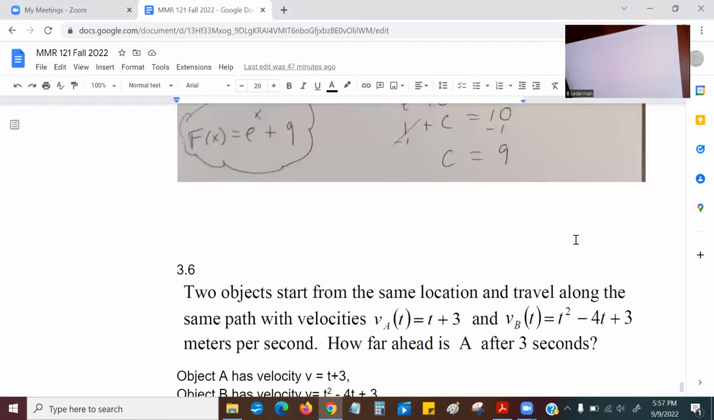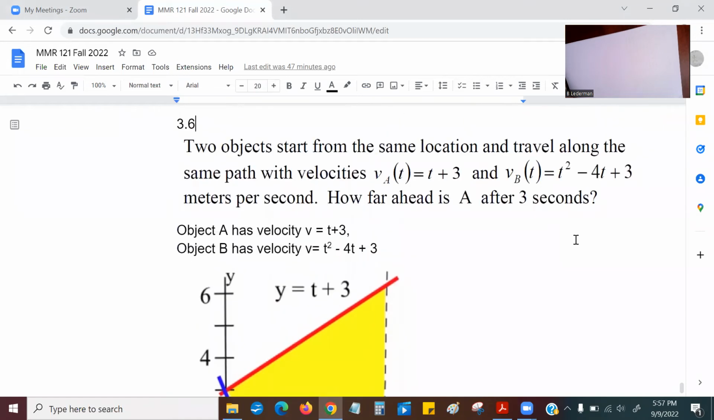All right, so two objects start from the same location and travel along the same path with velocities. Velocity A is t plus 3. Velocity B is t squared minus 4t plus 3. These are written as a function of time, and the velocity is in meters per second. How far ahead is object A after 3 seconds?